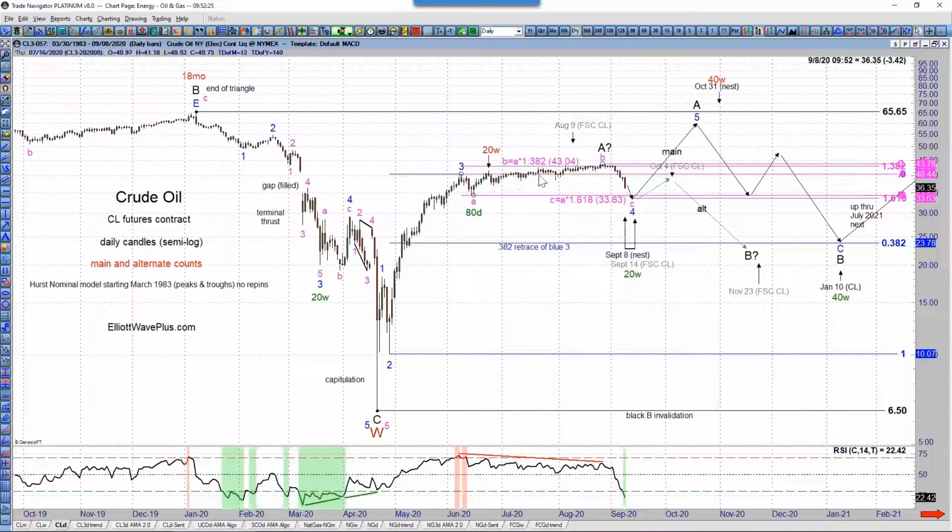It's been hard to be confident in anything because it spent 3 months in this caterpillar pattern, but now it's finally kind of breaking loose. I think there's a near term low of 33.63 and then a bounce.